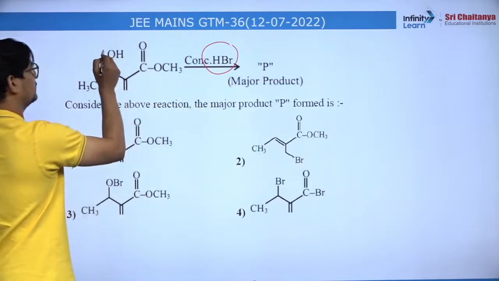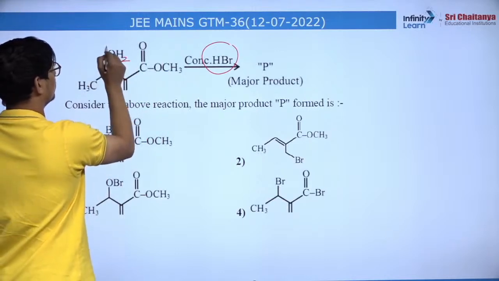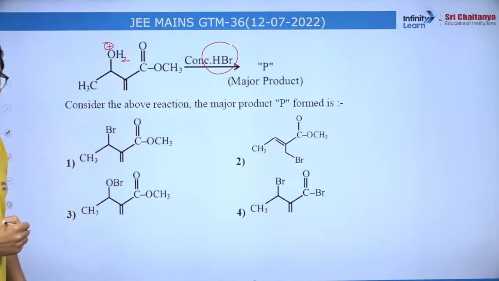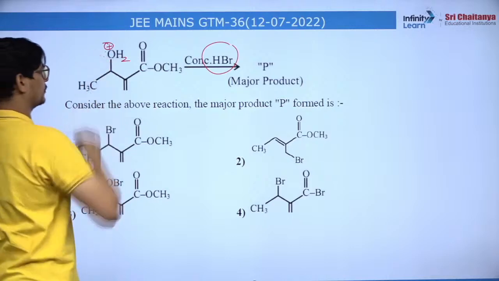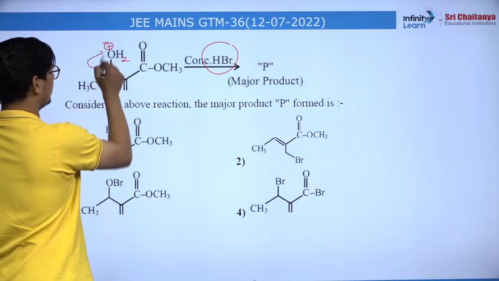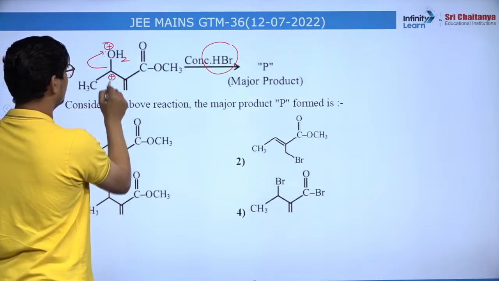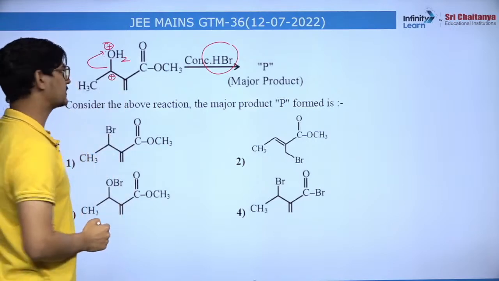So first step will be what, guys? First step will be the protonation of the OH group, right? Formation of protonated water. It will leave. This will form a carbocation.